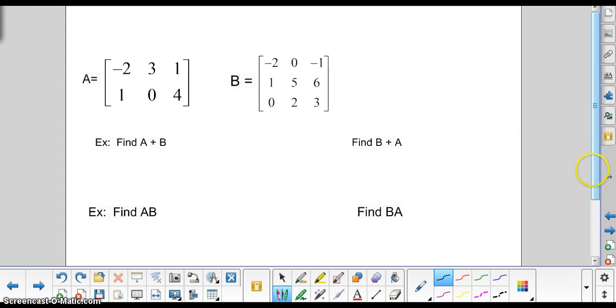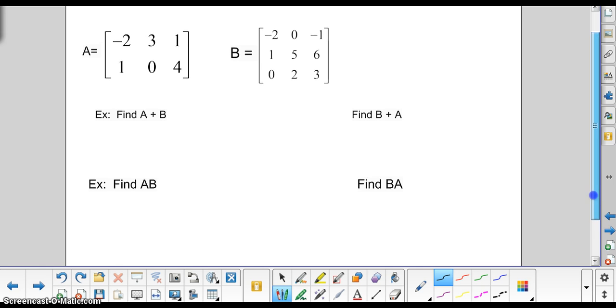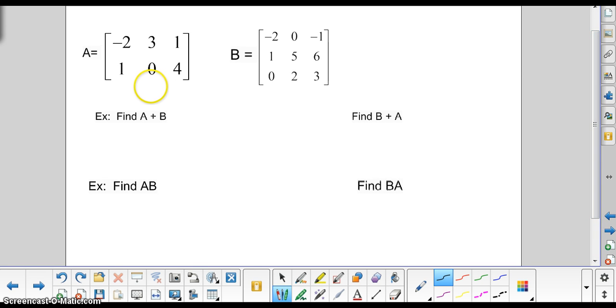And here is our last page of notes. Here I have matrix A, here I have matrix B, and I'm asking you to find A plus B, B plus A, A times B, and B times A. So let's first start with attacking the addition ones. Well, before we can do any adding or multiplying of matrices, we need to identify the dimensions of each matrix just to see if it's even possible to perform these calculations. So let's do that first.